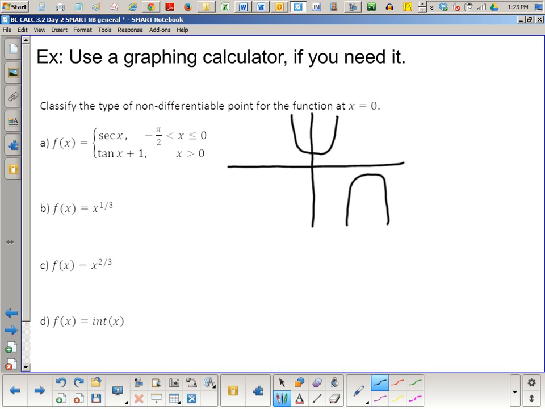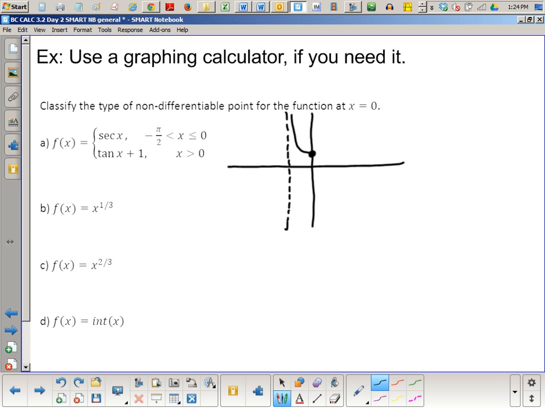Okay, now we're not interested in the whole thing. We're actually only interested in the part between negative pi over 2 and 0. So that's actually just between the first asymptote on the left and the y-axis. Okay? All right, so right there.